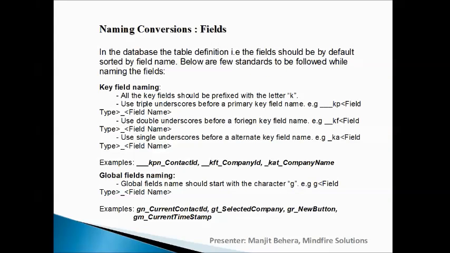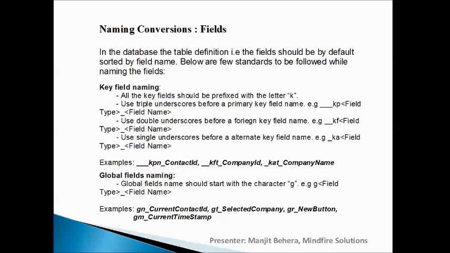Then there are different naming conventions to define different categories of fields, like key fields, global fields, calculation fields, all these different types of fields. Like the key fields, we start with a k. K means key.